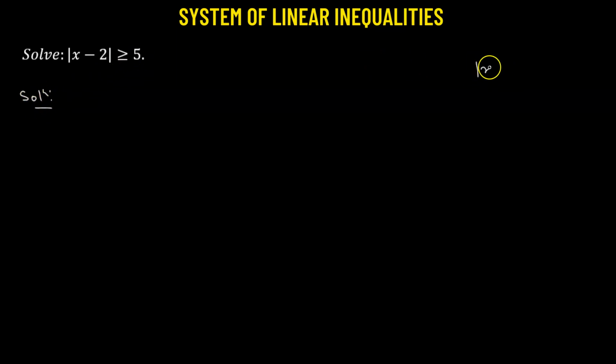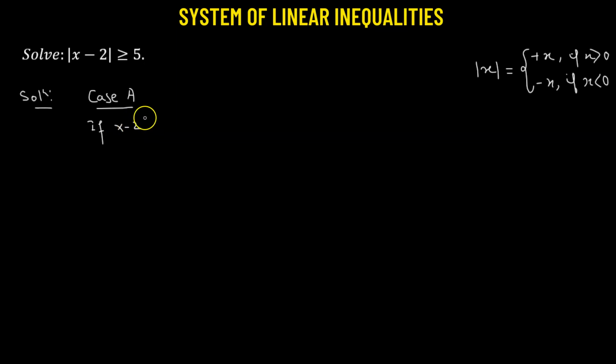We know that absolute value is defined as: the absolute value of x will be equal to positive x if x is a positive number, and it's going to be negative x if x is a negative number. So using this definition, we get two cases. Case number 1 tells us that if x minus 2 is a positive number, then it follows that x minus 2 is going to be greater than or equal to 5. So let's solve this. This gives us x greater than or equal to 7.